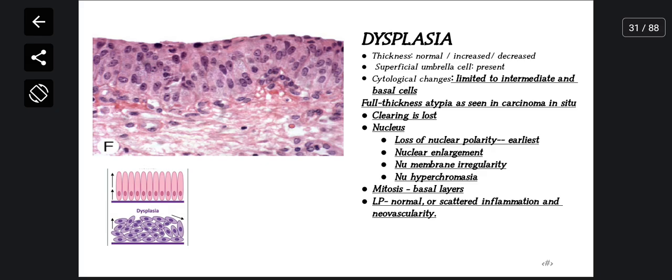Superficial cells will be maintained, and cytological atypia will be limited to intermediate or basal cells in dysplasia, as compared to CIS, where full thickness atypia will be there. Clearing, which is cytoplasmic clearing, could be lost or could be maintained. Coming to the nucleus, there is loss of nuclear polarity, nuclear enlargement, nuclear hyperchromasia, and membrane irregularity. The mitoses are limited to basal areas. The lamina propria could be normal or show some inflammation and neovascularization.